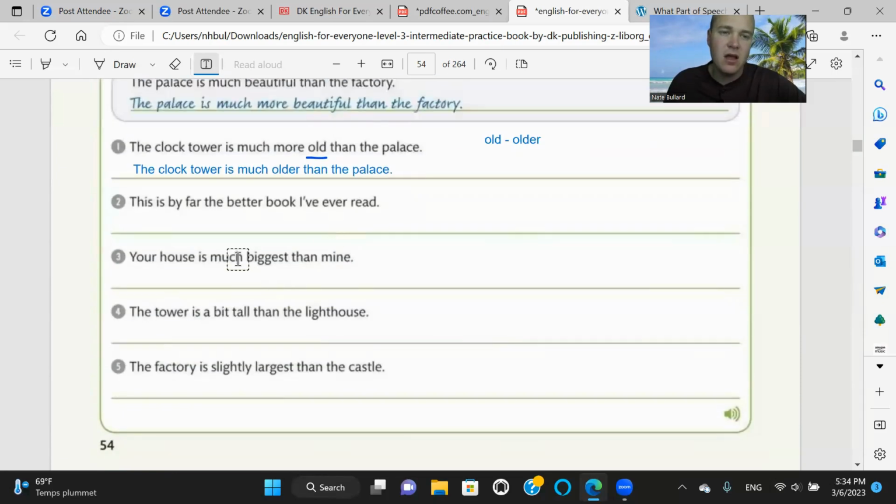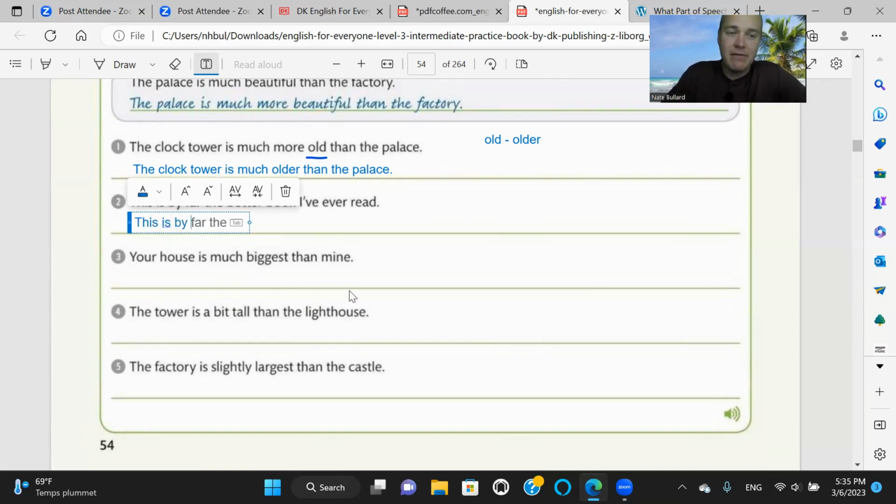Number 2, this is by far the better book I've ever read. ¿Por qué no es correcto? Porque si decimos better, tenemos que estar comparando este libro con otro libro. ¿Ok? Pero no estamos comparando este libro con ningún otro libro. Entonces no tiene sentido. Tiene que ser un superlativo aquí.